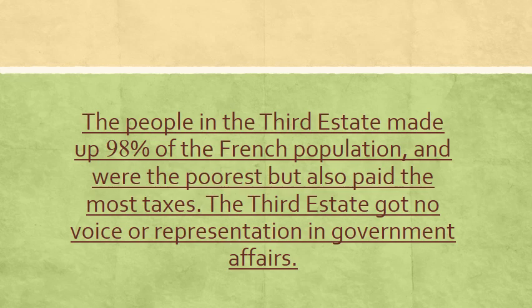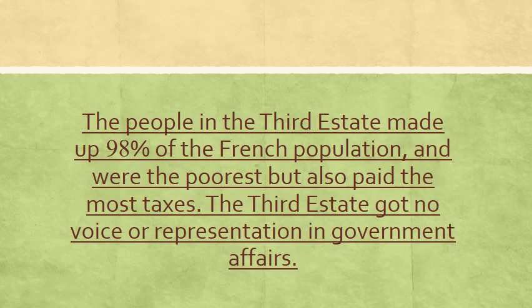So they're most of the population. They're 98% of France's population at this time. They're called the third estate. Peasants, merchants, artisans. They pay the most taxes, but they're also pretty poor. They really don't have much. And they got no voice or representation in government affairs. They had no power, no say.